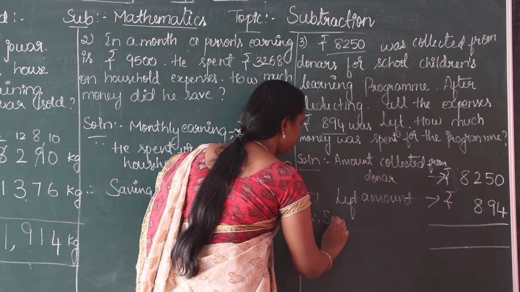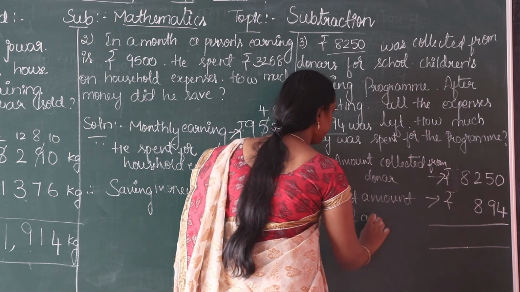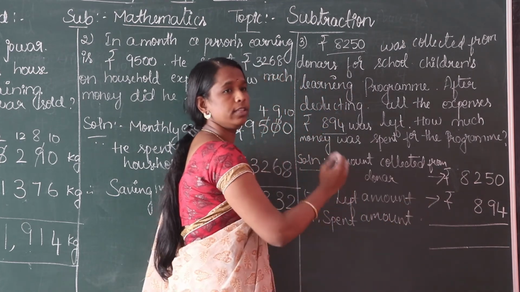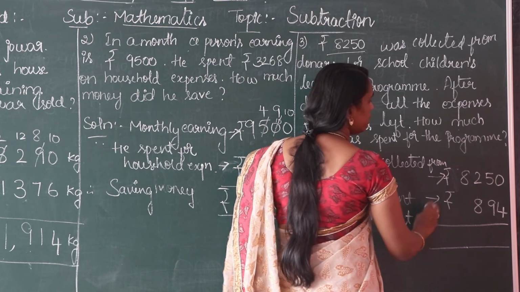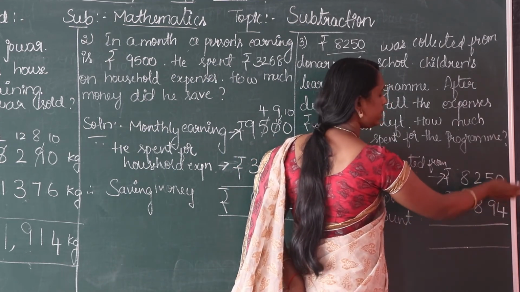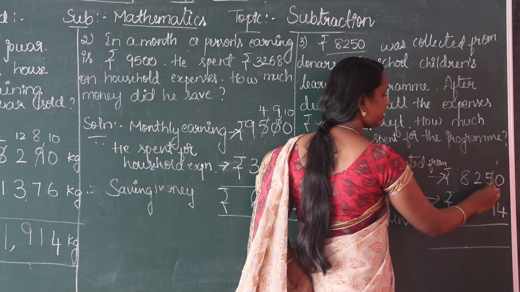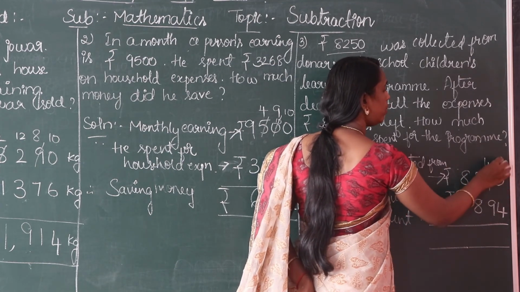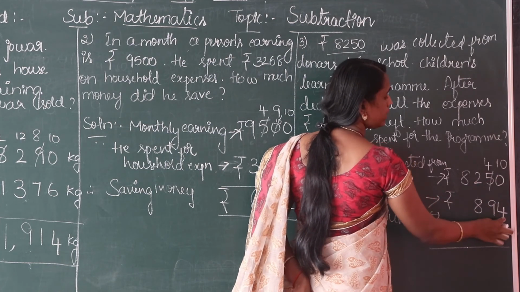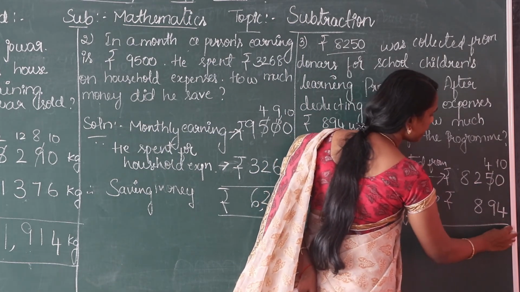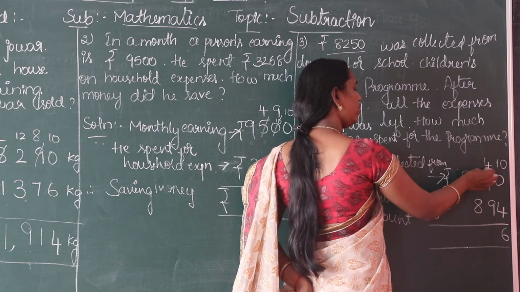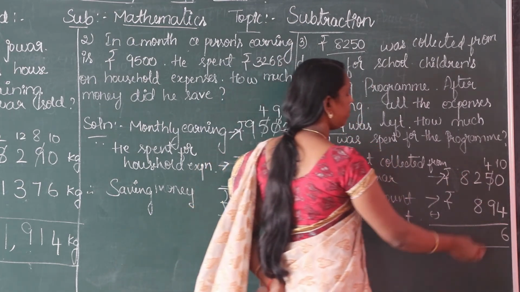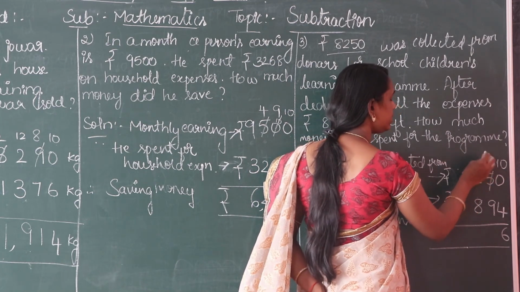Therefore, spent amount equals spent amount for the school program. Now we have to subtract. 0 minus 4, it is not possible. So take borrow from the nearest tens place. This 5 becomes 4. This 0 becomes 10. 10 minus 4, how much? 6. So 4 minus 9, it is not possible. You know that. Why is it not possible? Because 9 is greater than this 4.